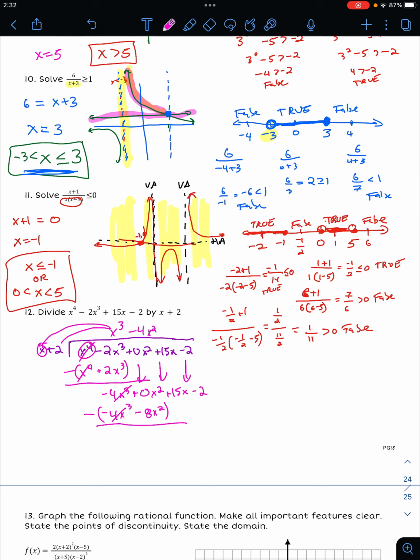Subtract, cancels. 0 minus negative 8x squared is positive 8x squared. Everything else comes down, so plus 15x minus 2. How many times does x go into 8x squared? Well, 8x times. Multiply it back, we get 8x squared, and then plus 16x, and then we are subtracting.